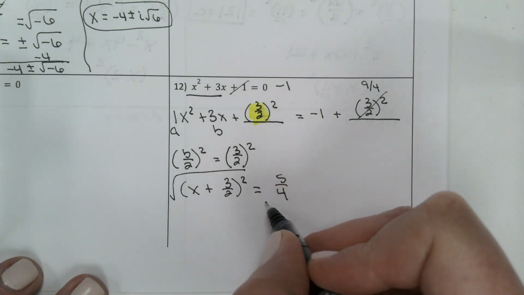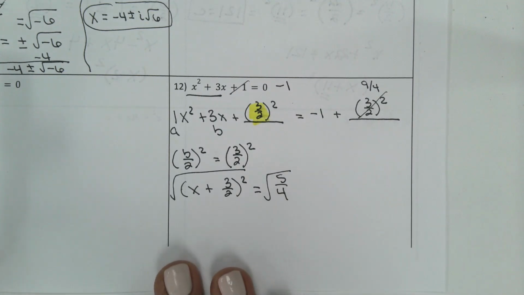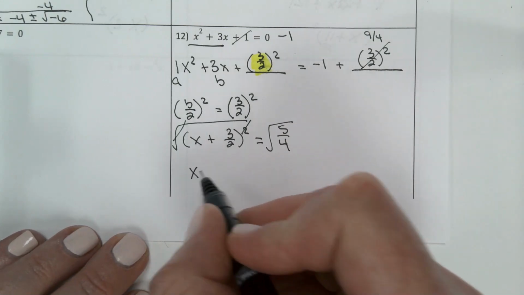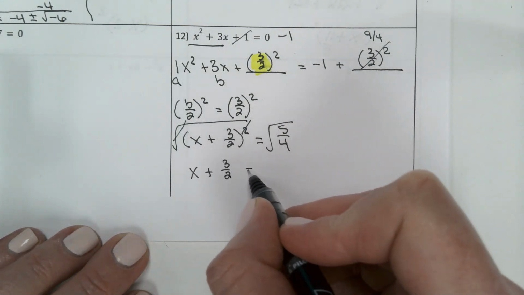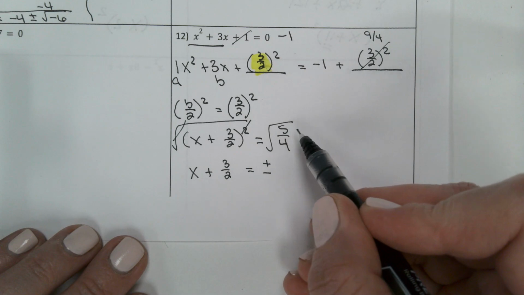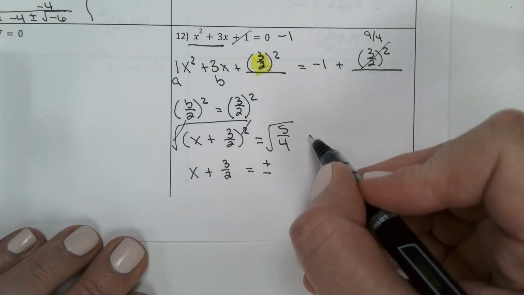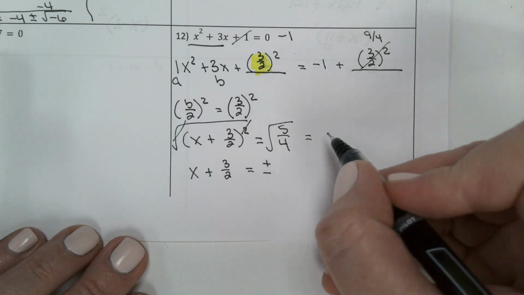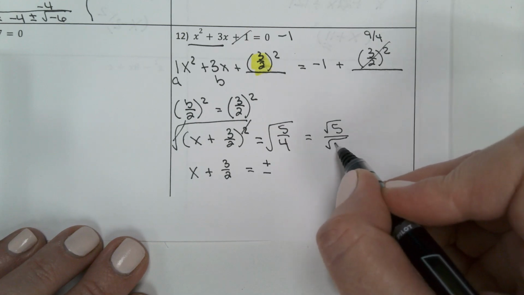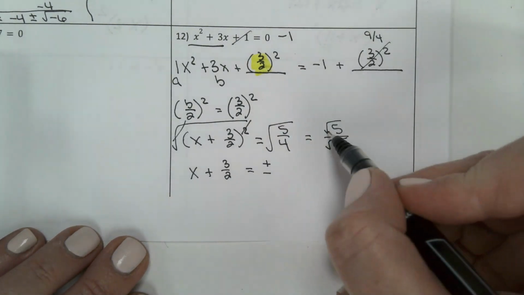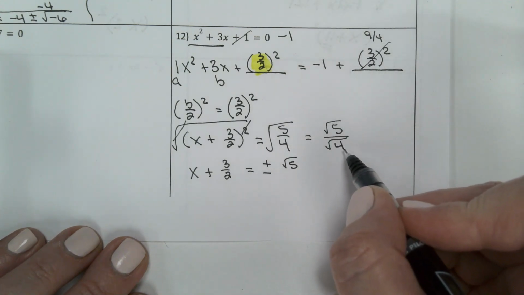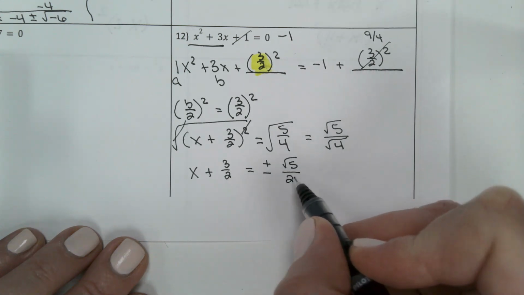I need to solve for x, so I need to take the square root of both sides. The radical cancels out the exponent, so I get x plus 3/2 equals plus or minus. When you have a fraction under the radical, I notice that 4 is a perfect square. You can rewrite this as the square root of 5 divided by the square root of 4. The square root of 5, I can't take, so I still have the square root of 5. But the square root of 4 is a perfect square, and that equals 2.